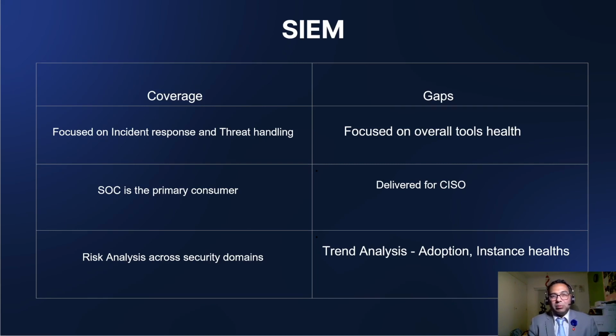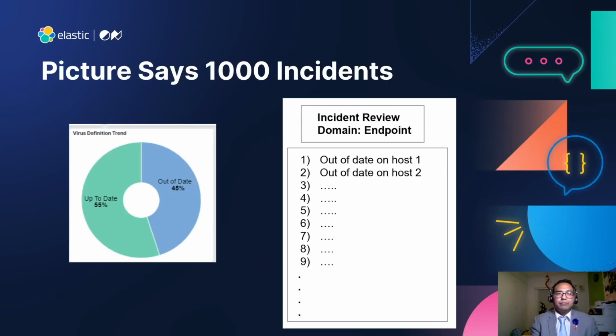The purpose of security operation and governance is that it is majorly delivered for the CISO and focuses on trend analysis, adoption, and instance health, which are derived from SIEM, but they do not come by default out of the box from any SIEM offering in the market.